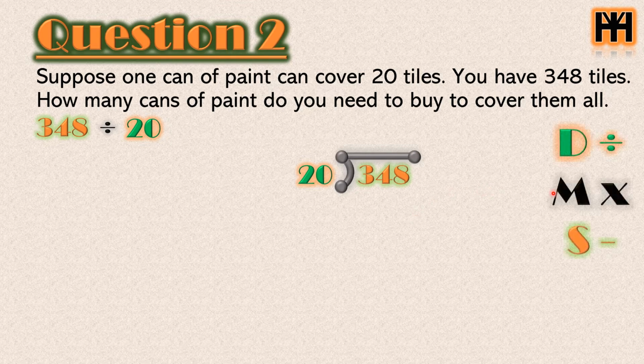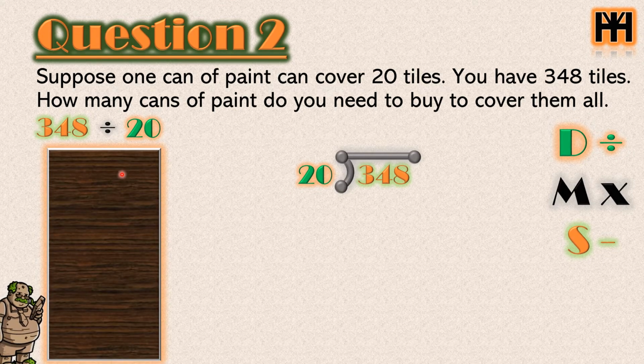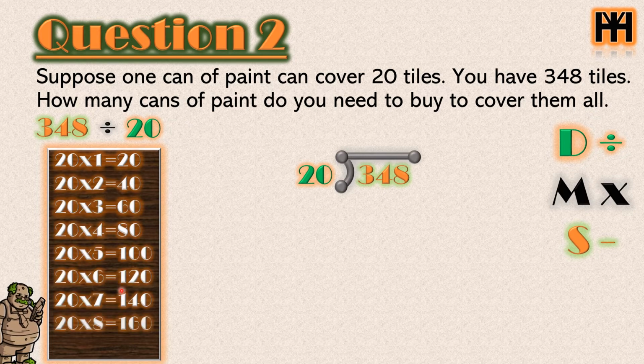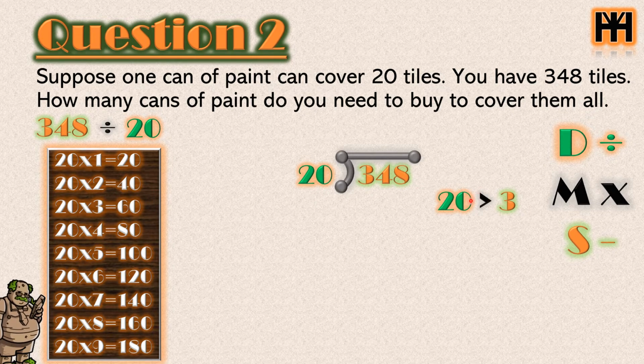Then remember our steps: divide, multiply, subtract, and repeat. And we'll try to create something like table 20, and it's even easier because it's like table 2, but just add 0 at the end. Okay, now we'll ask ourselves how many 20s are there in the 3. 3 divided by 20 can't be, 20 is greater than 3. Then 34, how many 20s in the 34? Only one 20.